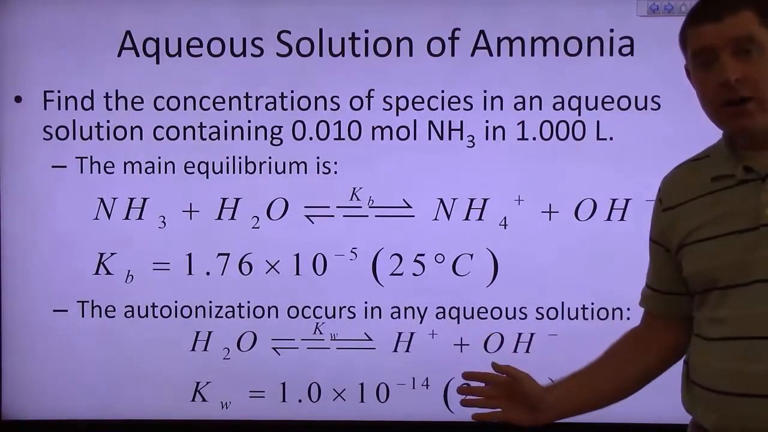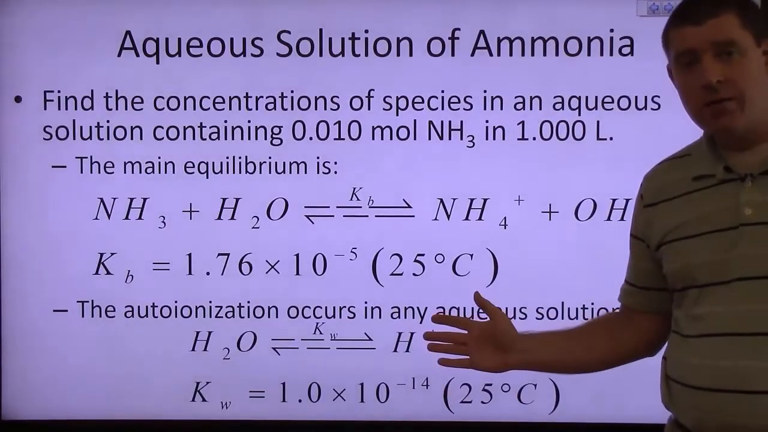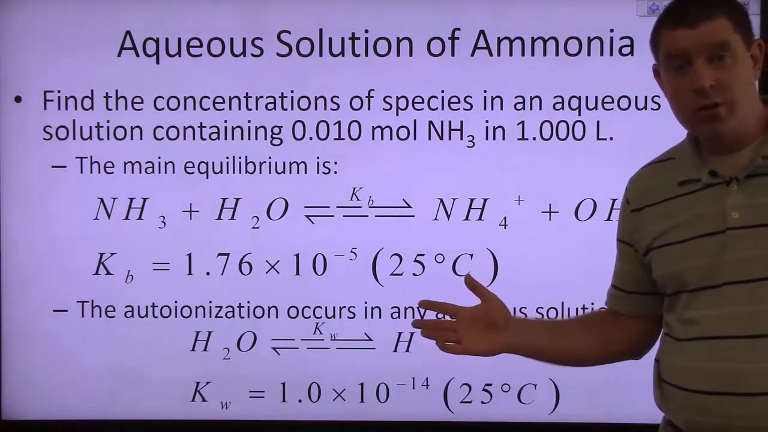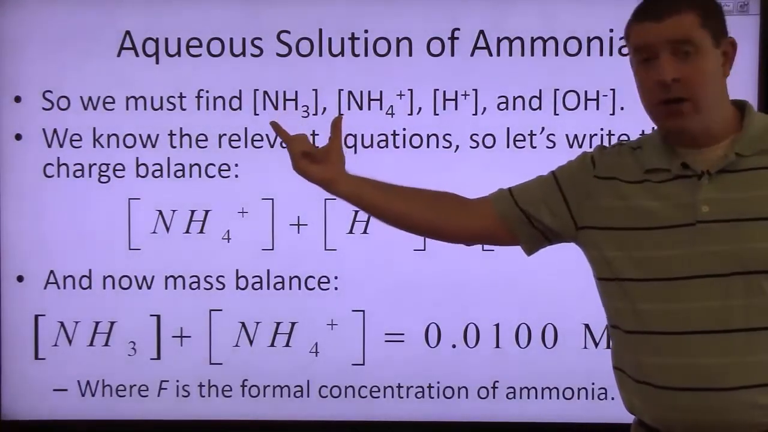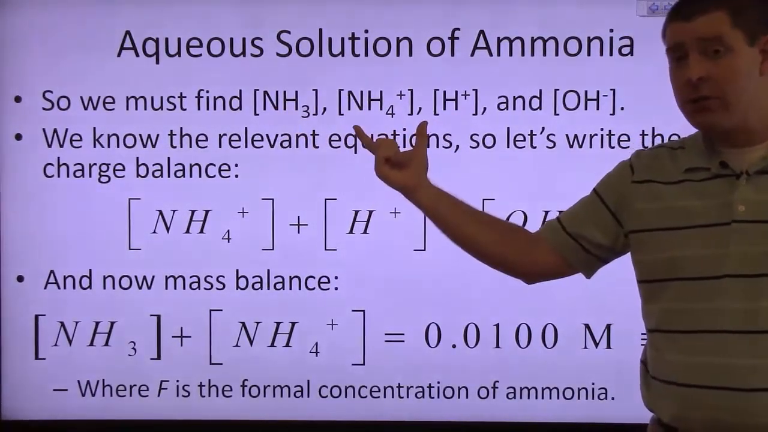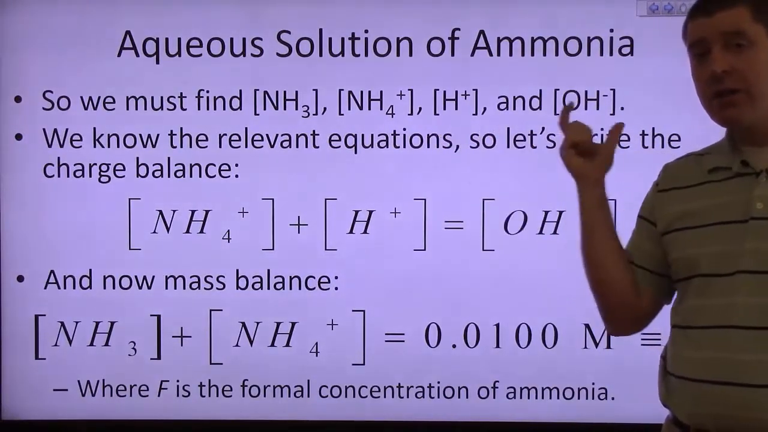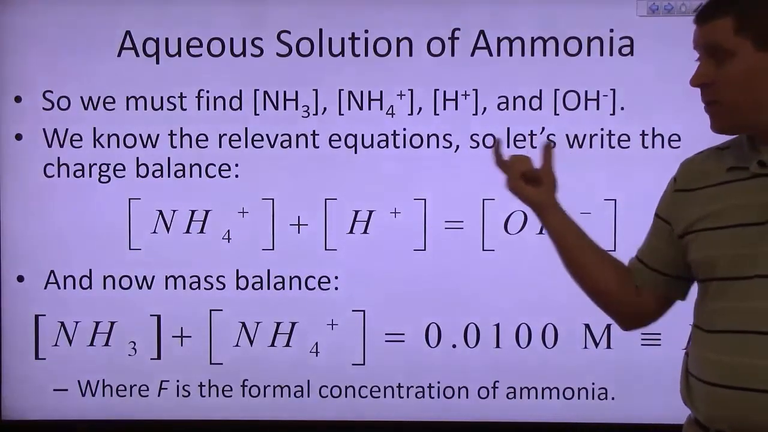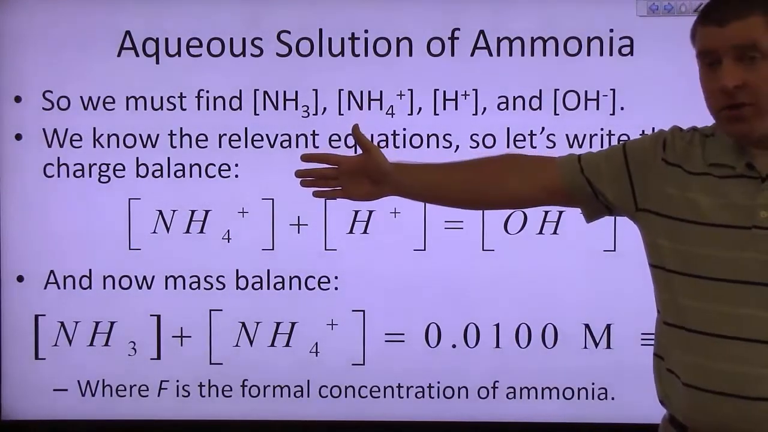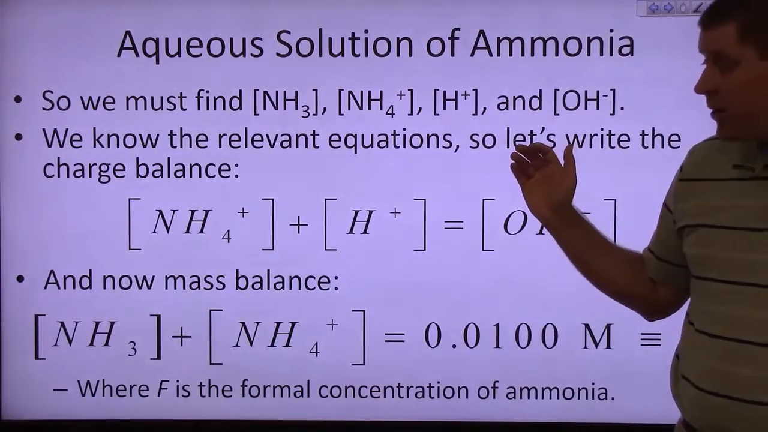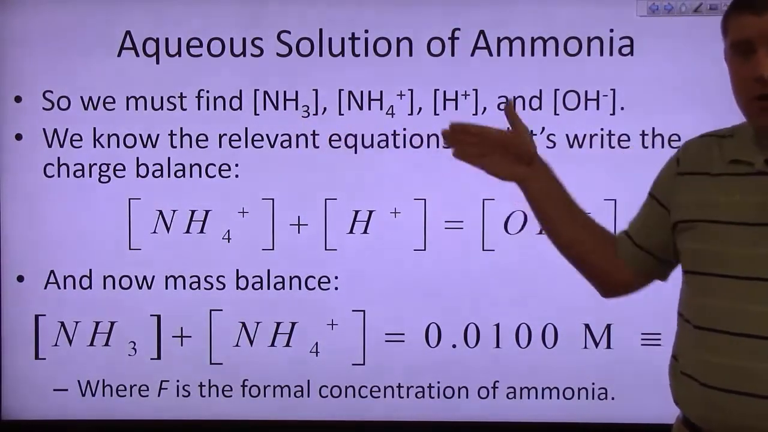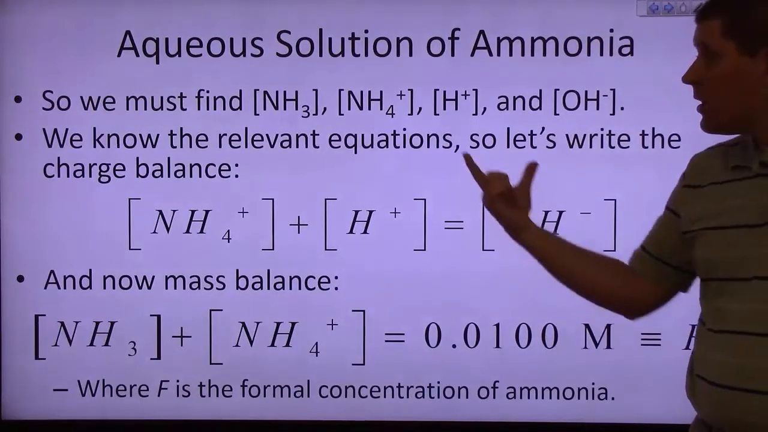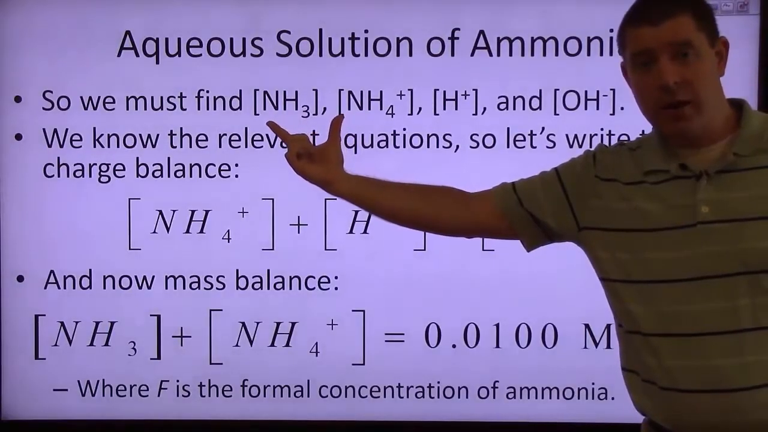This equation, the autoionization of water, you'll be able to write for any set of equilibria in which you have water present as a solvent, which is, in this class, going to be most of them. Now, this means that we need to find the ammonia concentration, the ammonium concentration, the hydrogen ion concentration, and the hydroxide ion concentration. Now, we know the relevant equations, so let's write the charge balance. We know our positive charges have to be on one side, our negative charges must be on the other. So we have ammonium ion concentration plus the hydrogen ion concentration must be equal to the hydroxide ion concentration. Note that the ammonia is not present in our charge balance because it's not charged.